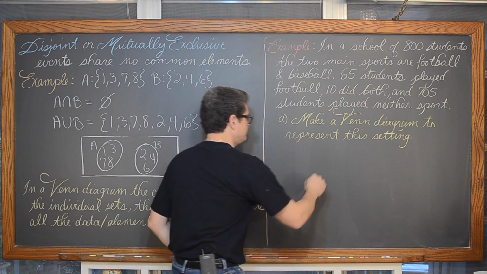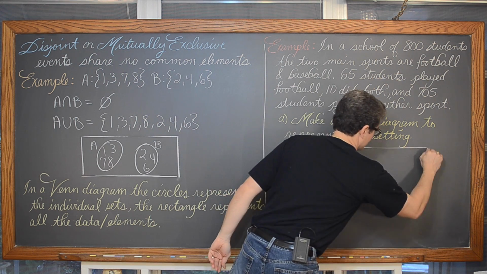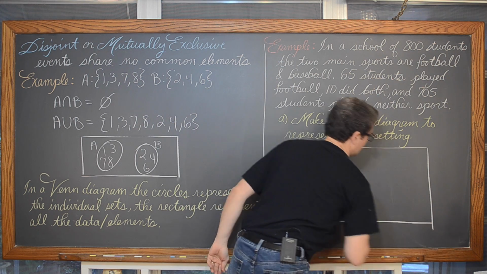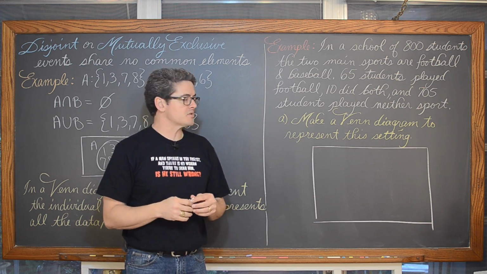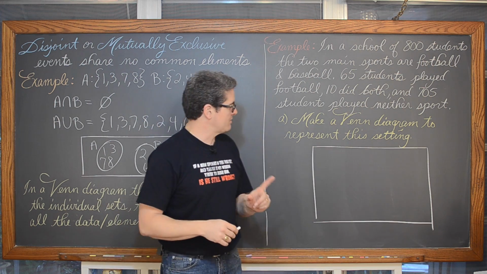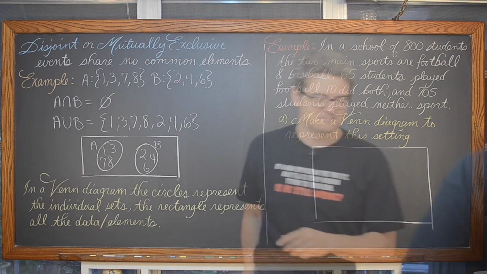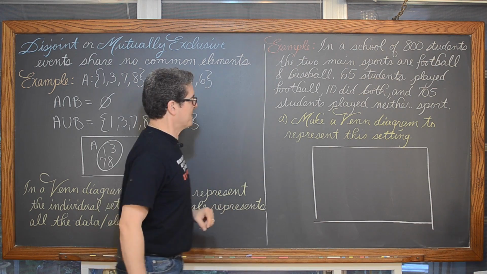Okay, now a Venn diagram. Start with your rectangle, and that rectangle is going to represent all of the students in the school. I hear a little bit of static though, so let me pause the video and change channels. Okay, hopefully that is better.